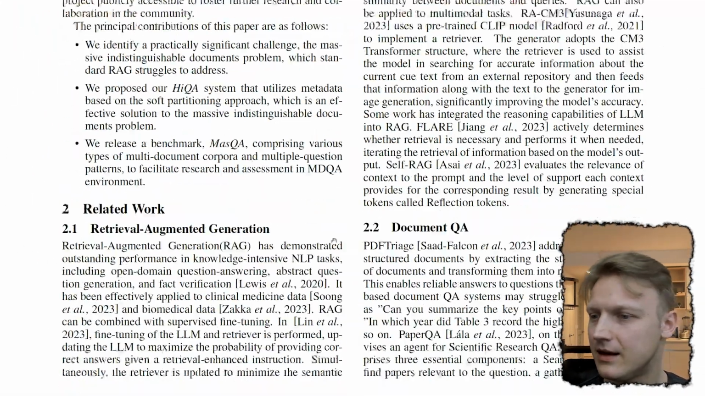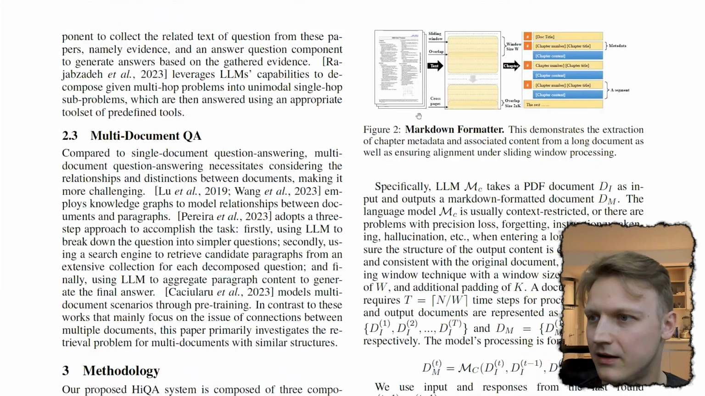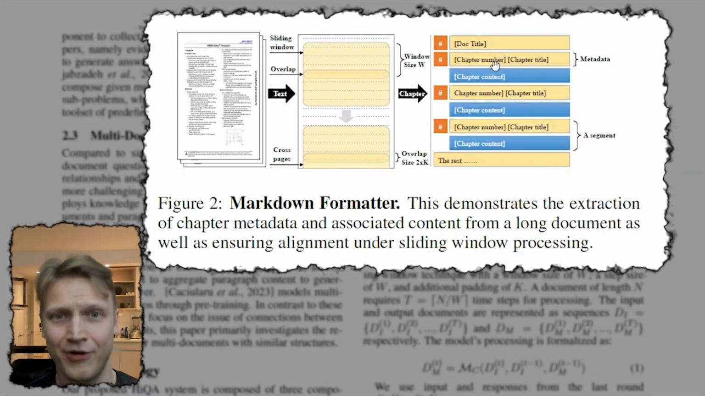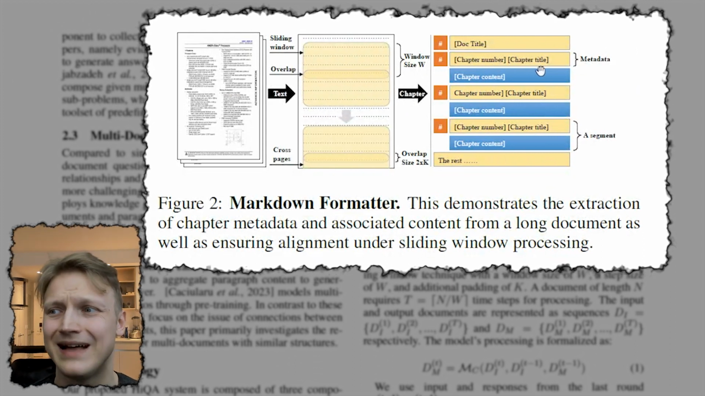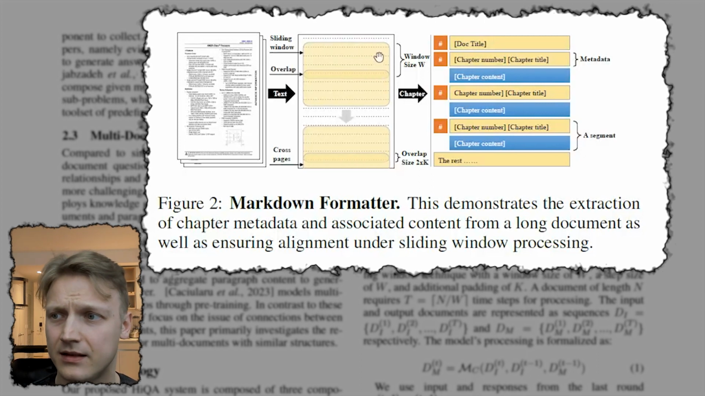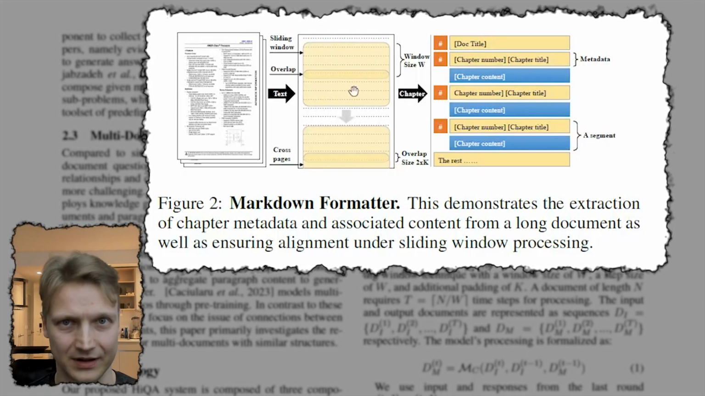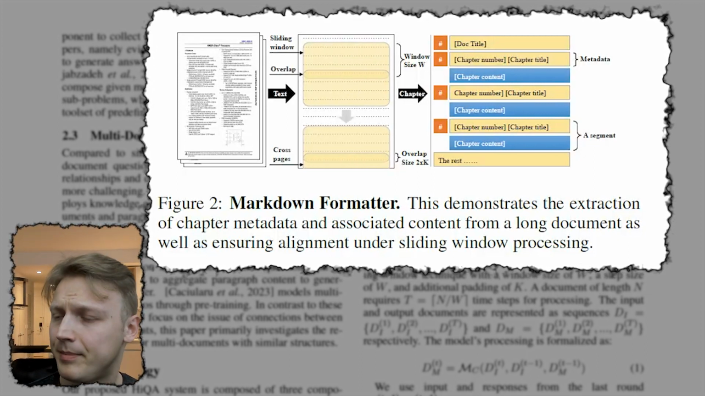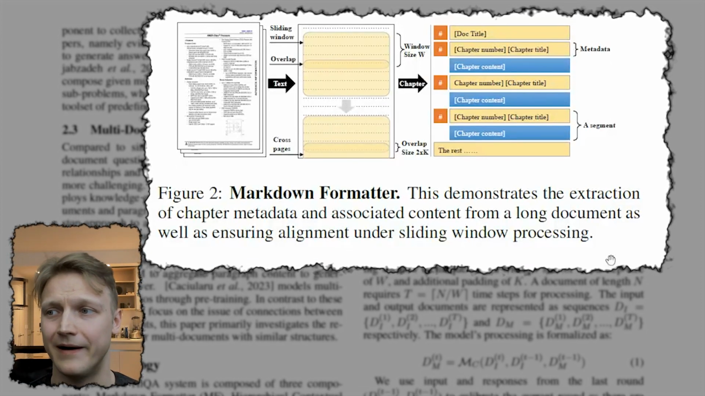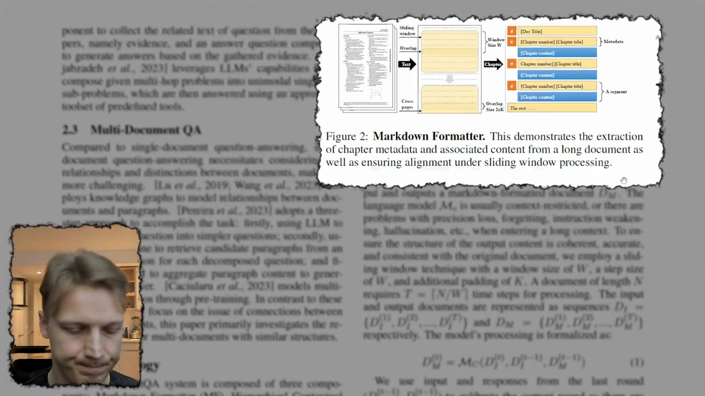They basically represent all those documents in Markdown, but with hierarchical chapters, and they also add the chapter title to it. Those are not fixed chunks of data that you see in the documents. They overlap. There's some overlapping, and they apply a pretty sophisticated mechanism to make it possible.